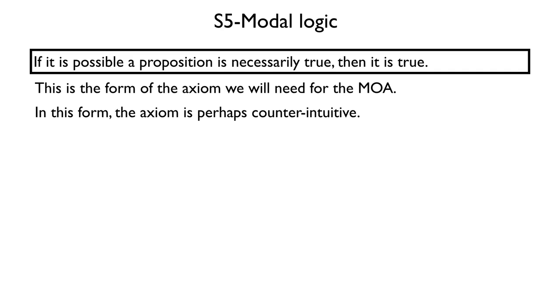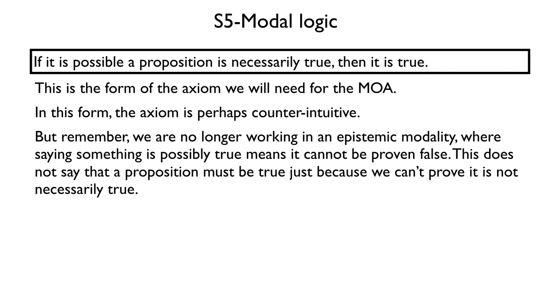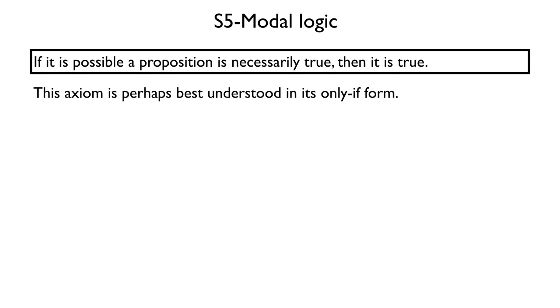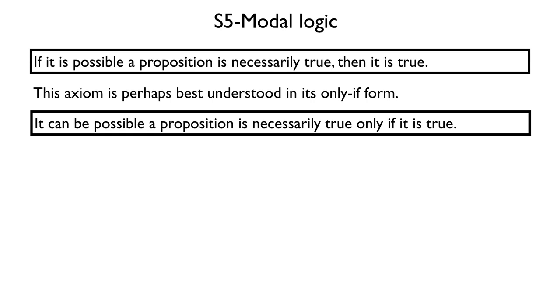How does that work? Well, remember, we are no longer working in an epistemic modality where saying something is possibly true means that it cannot be proven false. This does not say that a proposition must be true just because we can't prove it is not necessarily true. This axiom is perhaps best understood in its only if form. It can be possible a proposition is necessarily true only if it is true.